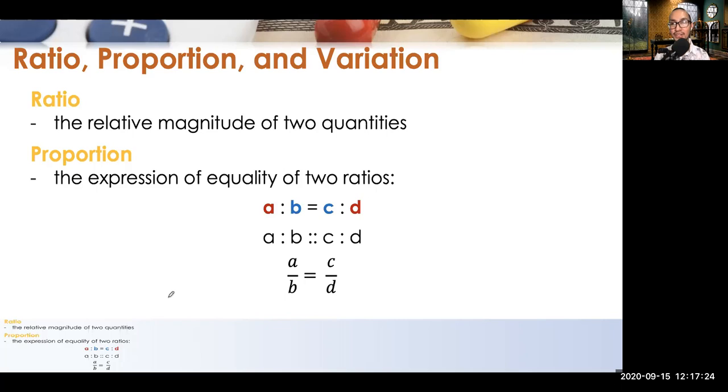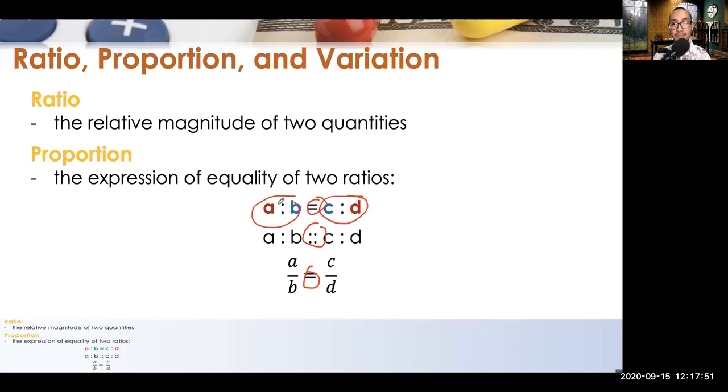Now, when you say proportion, basically, there's an equality sign. Okay, ayan. So yun lang yung difference nila. When you say ratio, it's an expression. It's not an equivalent. There's no equivalence. Pero kapag sinabing proportion, mayroong equal sign. Okay? Yan. So, ibig sabihin, a ratio is equal to another ratio. Okay? Yan. And these are some of the different ways by which we express the ratio.